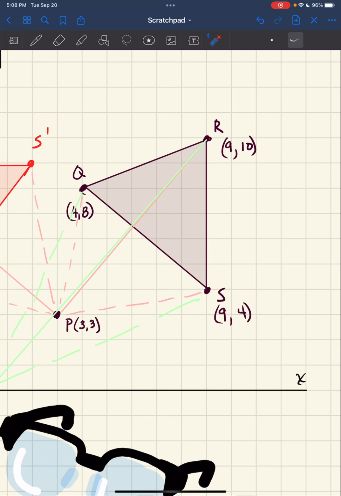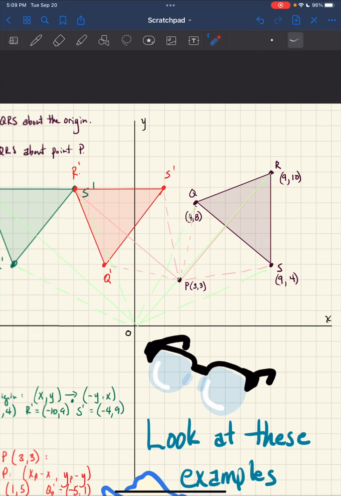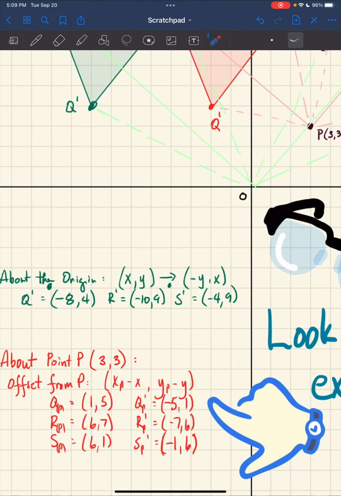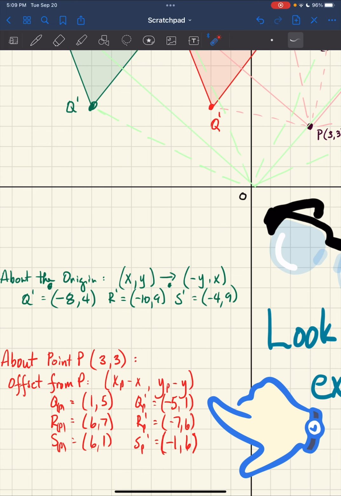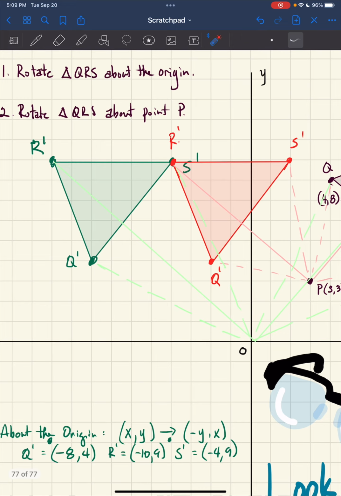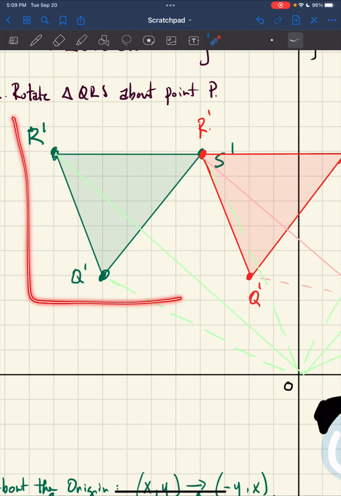So I said, okay, let's apply what we just talked about and rotate this 90 degrees about the origin and see what that looks like, and then rotate it 90 degrees about point P and see what that looks like. So about the origin, I just took the coordinates, flipped them, and changed the sign of x, so negative y, x in each one of these cases here. So Q prime in this case, about the origin becomes negative 8, 4, R prime becomes negative 10, 9, and S prime becomes negative 4, 9, and that's what this would look like in the green figure here.